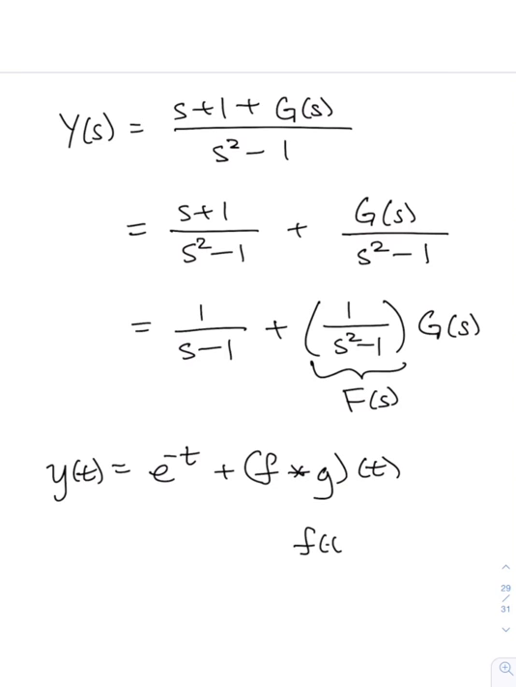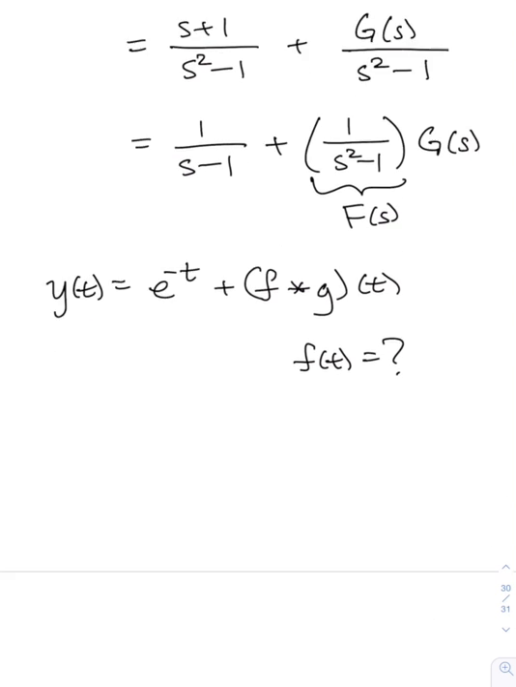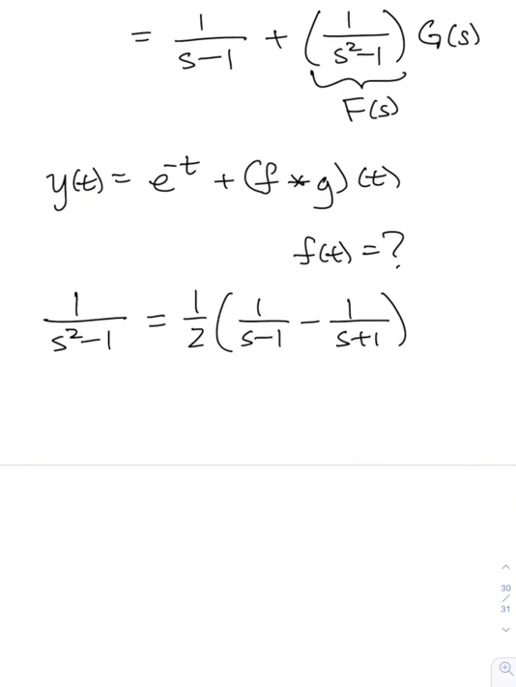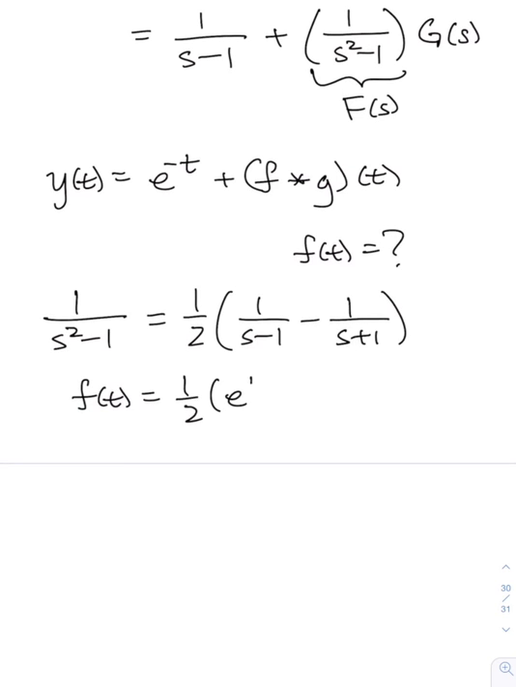But what is little f? Now I need to figure that out. Okay. So I want the inverse Laplace transform of 1 over s squared minus 1. I can use partial fractions to write this as 1/2 times 1 over s minus 1 minus 1 over s plus 1. And then we can read off the inverse Laplace transform from there. I've got a factor of 1/2. Inverting 1 over s minus 1 gives me e to the t. And inverting 1 over s plus 1 gives me e to the negative t.